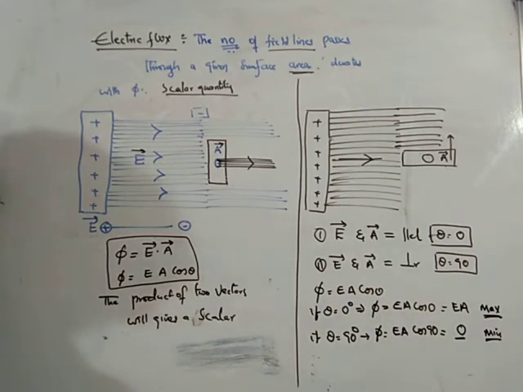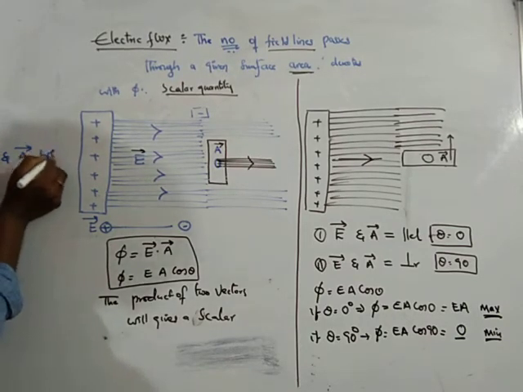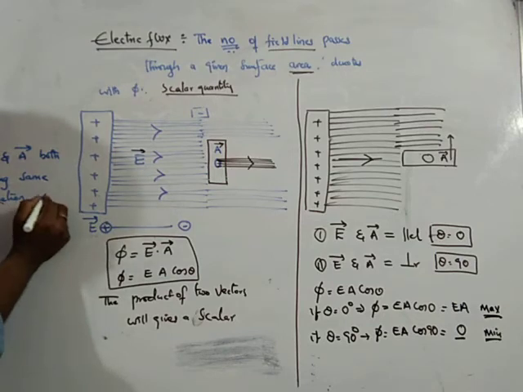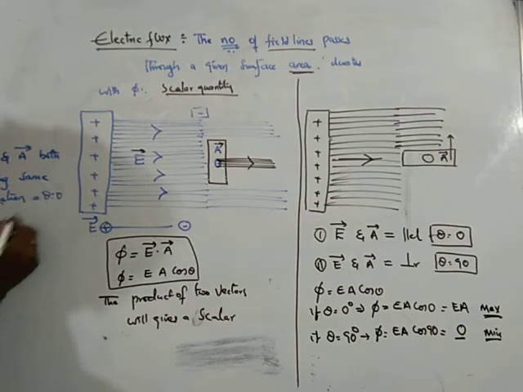So the question, when will it be a maximum and when will it be a minimum? If electric field lines and area both have the same direction, it means the angle will be 0. So according to the formula, flux is equal to EA cos 0. Cos 0 is equal to 1. So we get EA. Then flux will be a maximum.